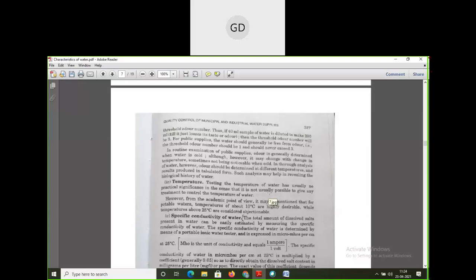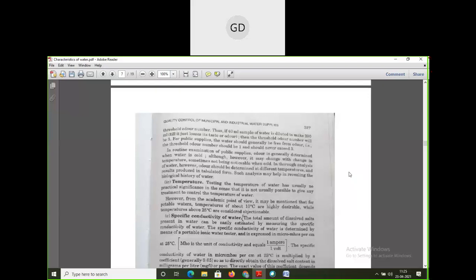Next we come to the fourth physical characteristic, that is temperature. We do not have any control over the temperature. Testing the temperature of water has usually no practical significance, in the sense that it is not usually possible to give any treatment to control it. Generally the temperature should be maintained between 10 degrees Celsius and 25 degrees Celsius. If temperature increases, the biological activity in the water also increases.